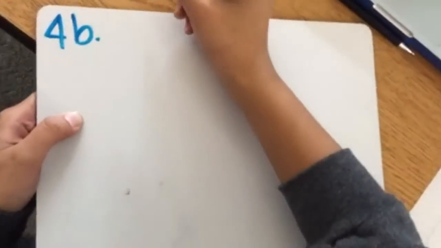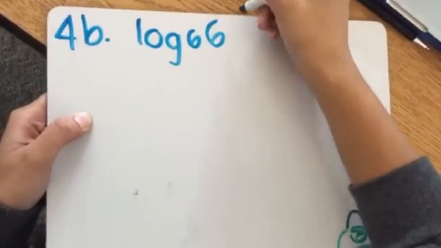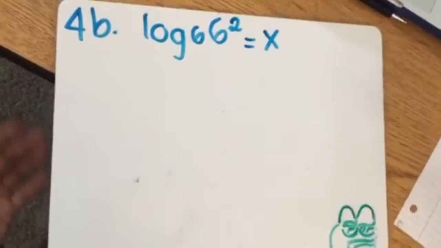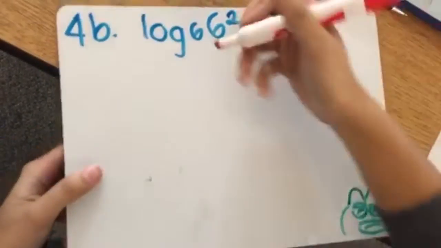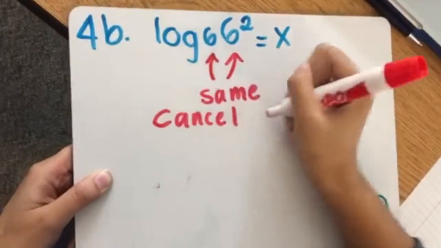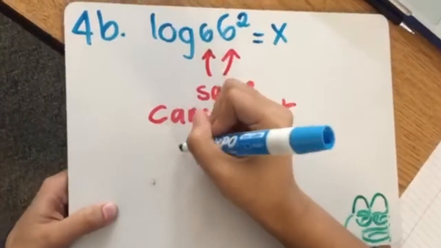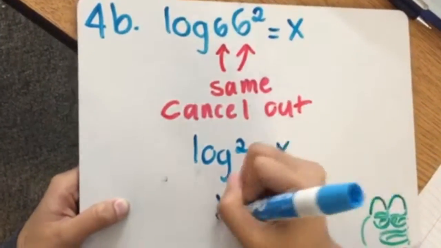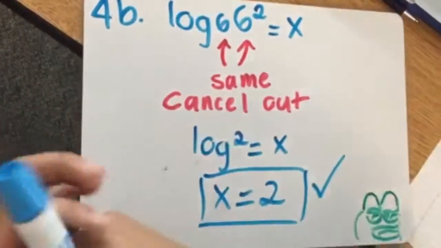Our next question is log base 6 of 6 to the second power is equal to x. So the question still stands, how do we get x? Since the base and the number are the same, which is 6 and 6, they cancel each other out, which leaves 2. So we could just use simple math and conclude that x is equal to 2.